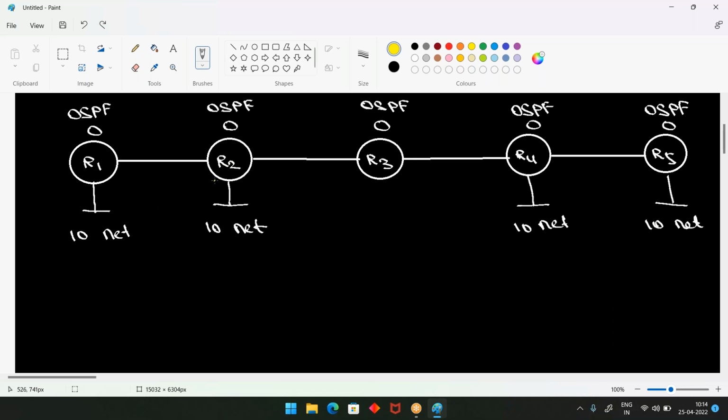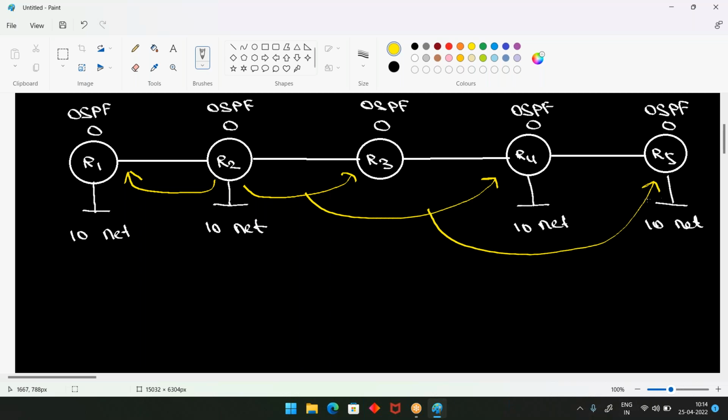R2 will share its own networks with the R1 router, the R3 router, the R4 router, as well as the R5 router. R2 will do the same thing.